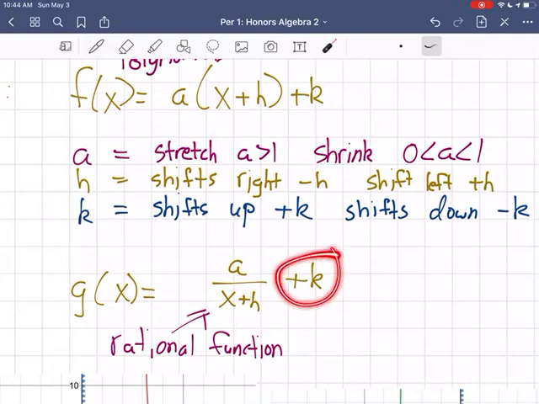And then finally our k. When it is positive, it again shifts it up, and when it is negative, it shifts it down. So it's really nothing new. We just have to interpret the new locations of these variables in our equation.